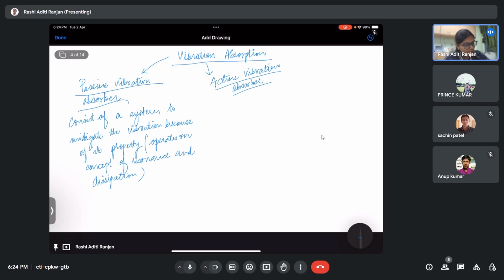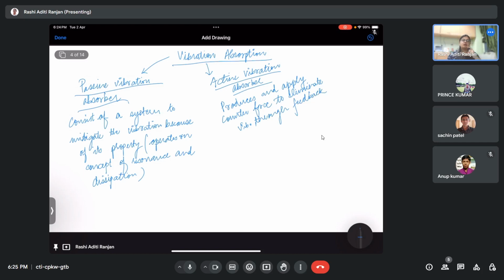So what happens in an active vibration absorber is that it produces and applies a counter load, or it should be force, not load. Counter force to eliminate vibration. Okay, through feedback.